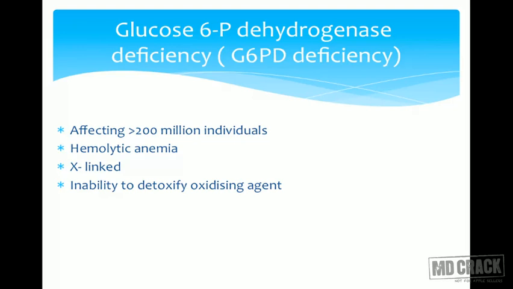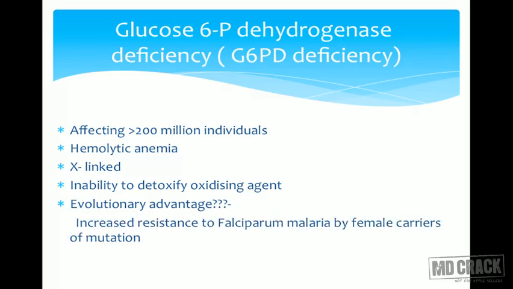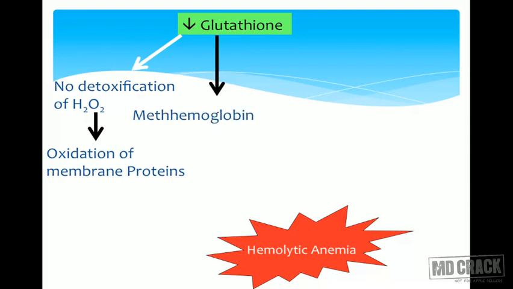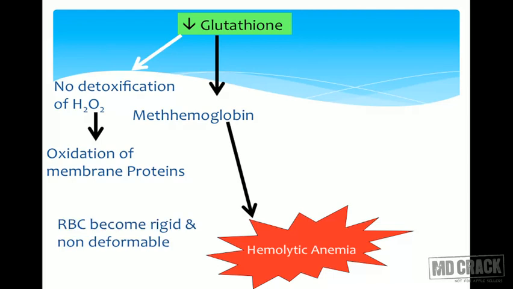It is X-linked. They have an inability to detoxify oxidizing agents. Is it an evolutionary advantage? Supposed to be. Increased resistance to falciparum malaria is seen in the female carriers of this mutation, and hence it is supposed to give an evolutionary advantage. How does it cause hemolytic anemia? Whenever there is decreased NADPH, it will mean that there is decreased glutathione. If there is decreased glutathione, there is no detoxification of hydrogen peroxide. So what? It causes oxidation of the membrane proteins. Decreased glutathione also leads to methemoglobin, which again leads to hemolytic anemia.